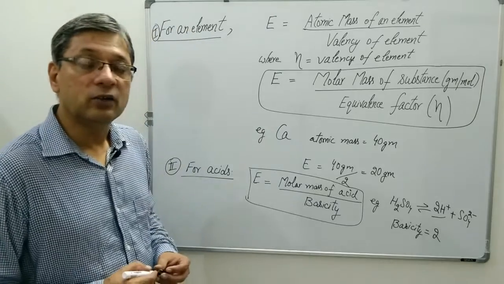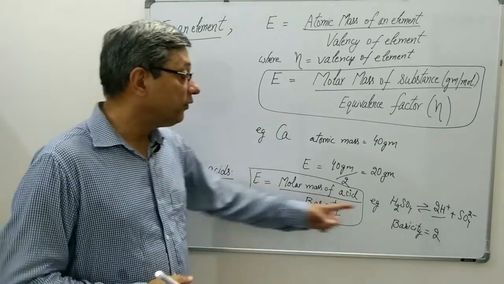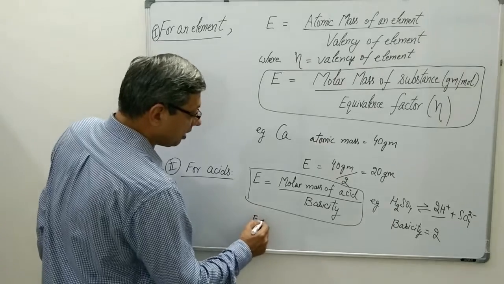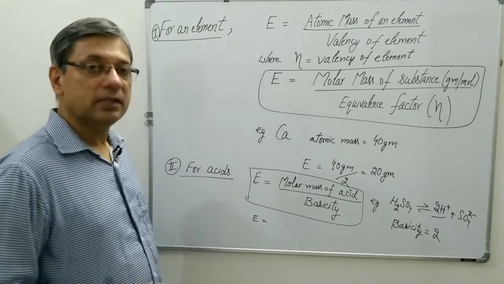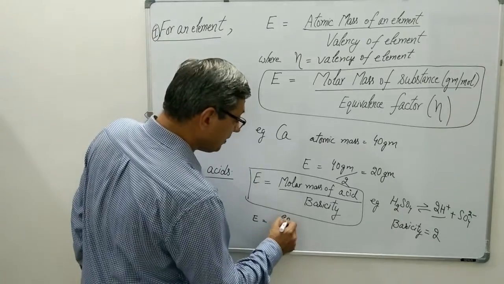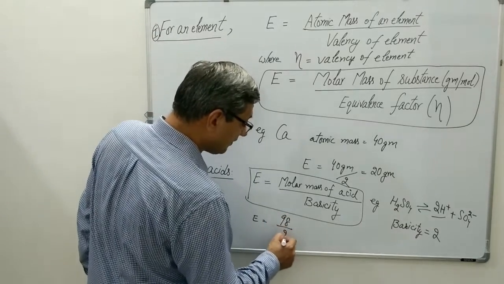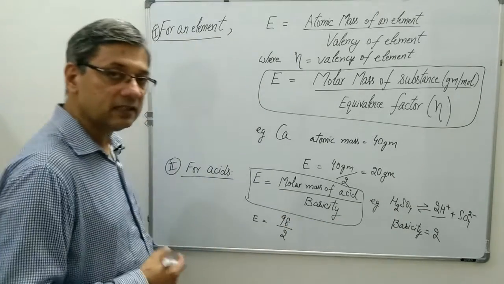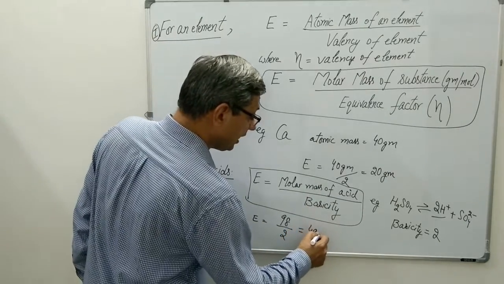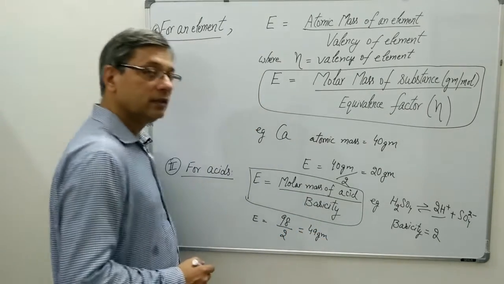And if we are to calculate the equivalent mass of the acid, then the equivalent mass of sulfuric acid will be: the molar mass of sulfuric acid is 98 grams, and it will be divided by the equivalence factor, that is equal to its basicity, and that is further equal to 2. So the answer will be 49 grams.